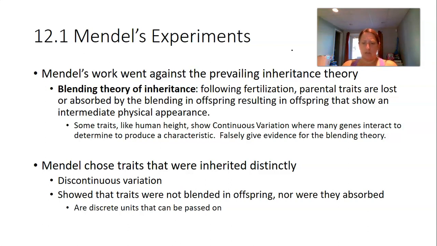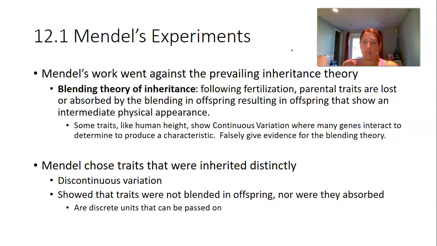Traits like human height or even skin color are not great traits to study. Thankfully, Mendel didn't pick those traits because they show what's called continuous variation. Human height and skin color are both controlled by multiple genes interacting together to produce a specific outcome, instead of just one gene, one outcome. So again, studying traits like that gave really false evidence for this blending theory of inheritance.